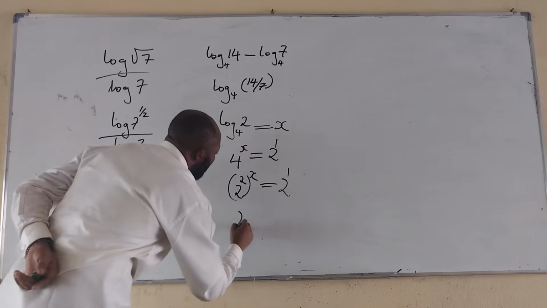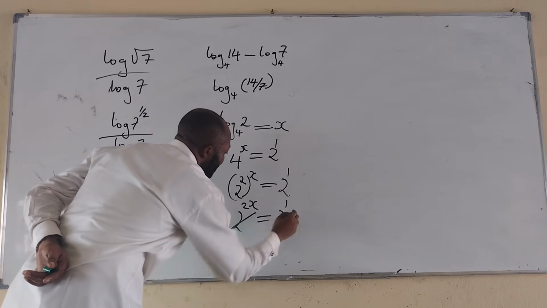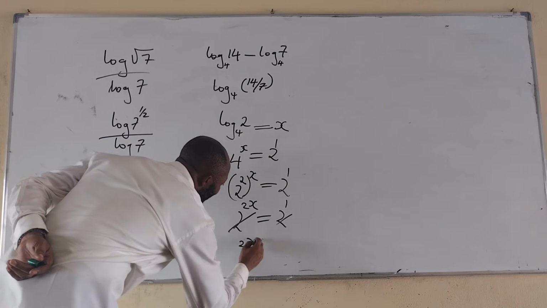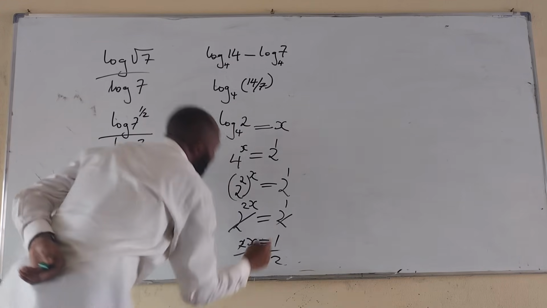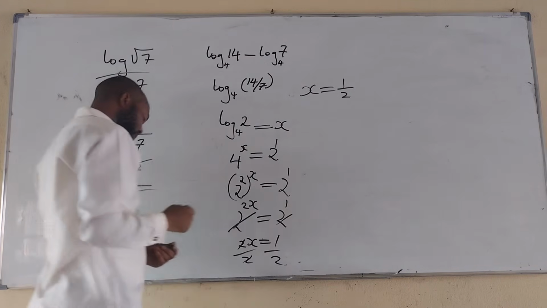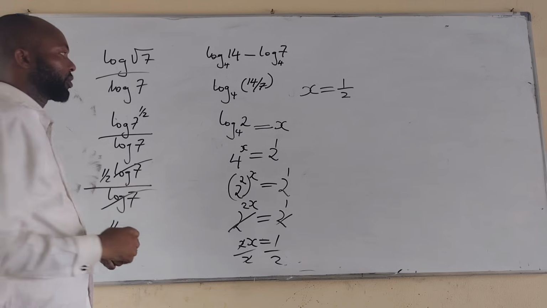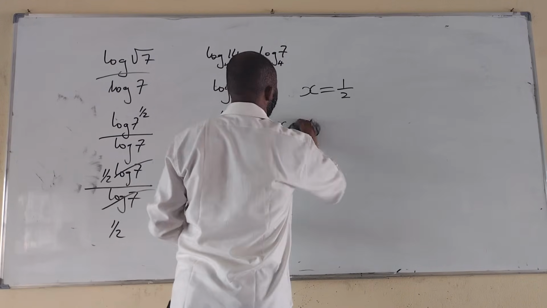So this is 2 raised to the power 2x is equal to 2 raised to the power 1. I cancel out the 2. I have 2x is equal to 1. Divide both sides by 2. So my x is equal to 1 over 2, which is half. So let's take some more questions before we proceed further.